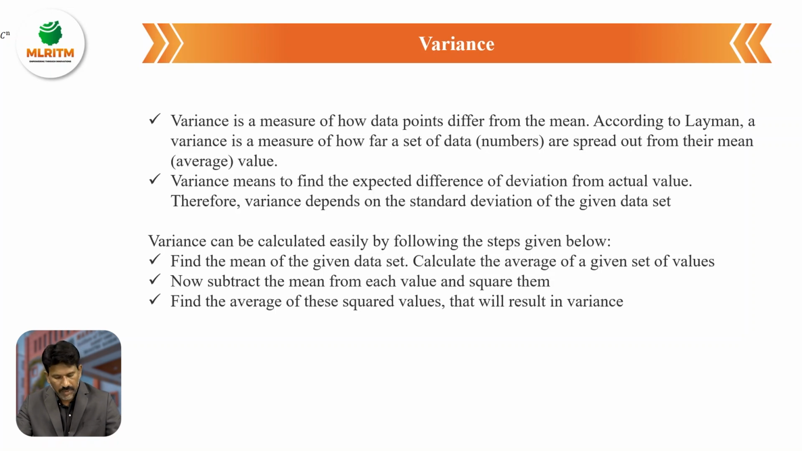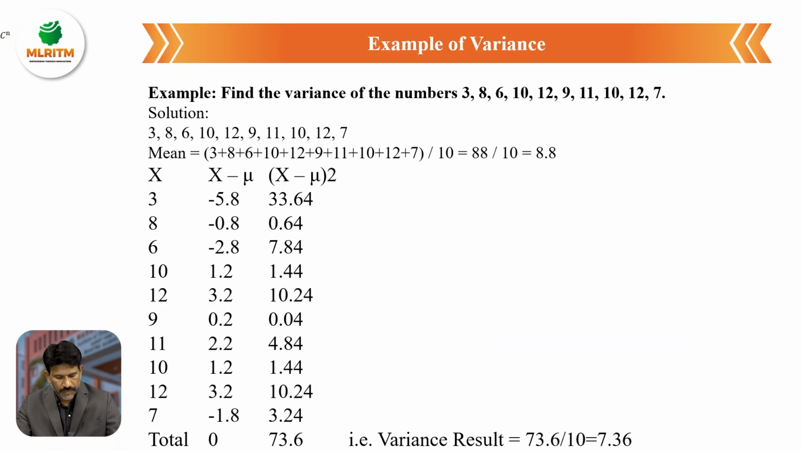So here we follow four steps. First, you have to find the mean. Second, you have to find the average. Then you have to perform the subtraction. Then you have to perform the square of the values. Now we'll see the example for variance.